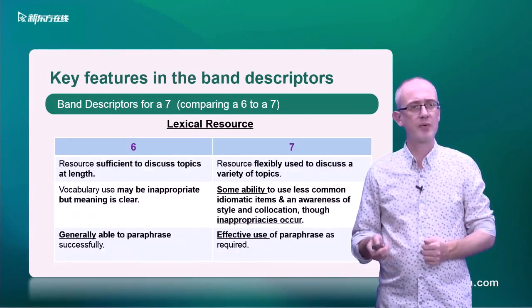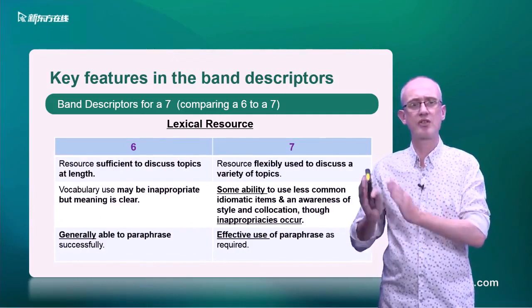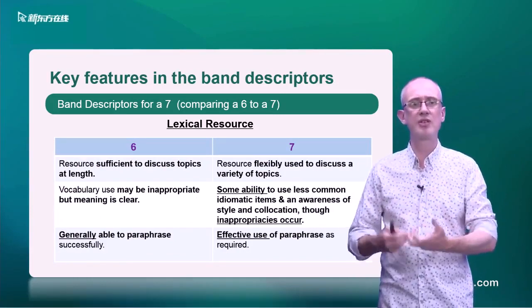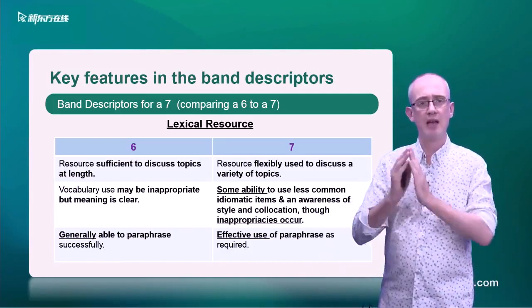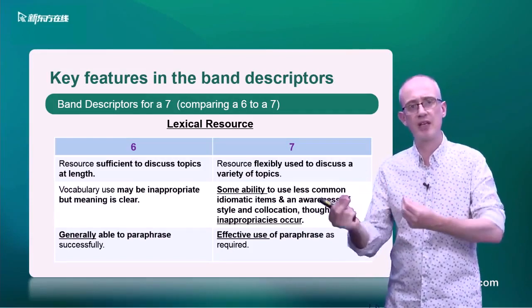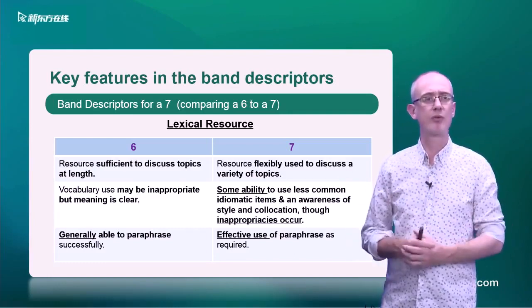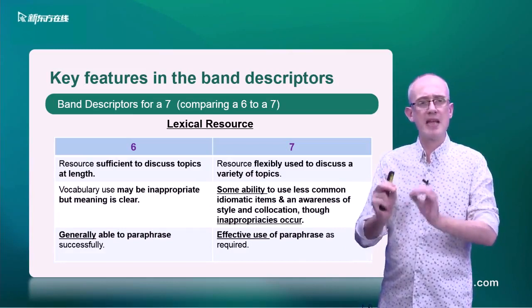Right, so lexical resource. 6: sufficient to discuss topics at length. 7: flexibly used to discuss a variety of topics. So what are we talking about again? Flexibility. Using things and adapting their use to multiple situations in a natural way. Vocabulary use may be inappropriate, but meaning is clear.